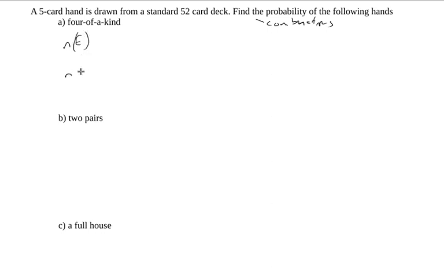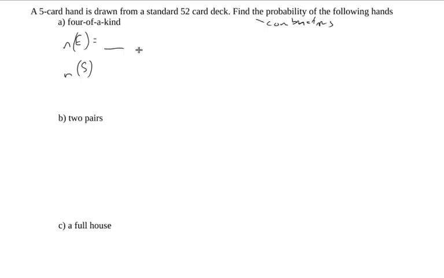I'm just going to keep using N of E on each of these. Hopefully it should be clear what I'm referring to by N of E on each of them, even though I'm using it multiple different times. Whatever. N of E, the number of ways I can draw a 4 of a kind.